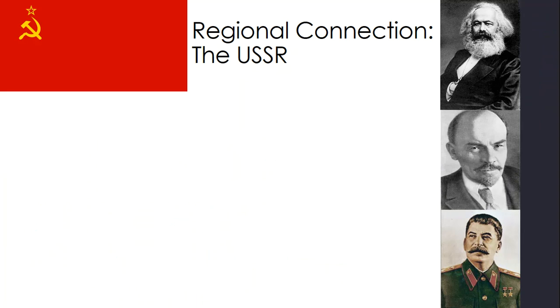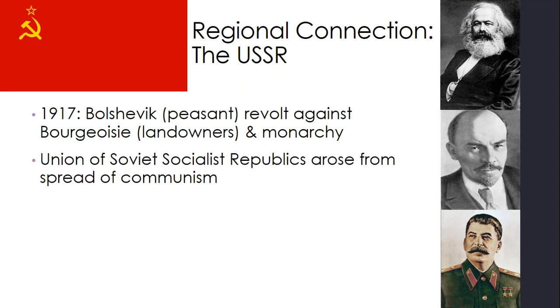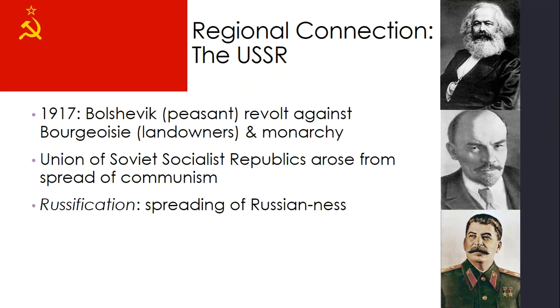So for that regional connection, we're going to talk about the USSR and what it was and how important it was for the formation of that region. So in 1917, there was a Bolshevik or peasant revolt against the bourgeoisie or the landowners and the monarchy. And from that and from the spread of communism, the Union of Soviet Socialist Republics arose. And throughout that time, there was this idea of Russification. And so this spreading of cultural Russianness, right?